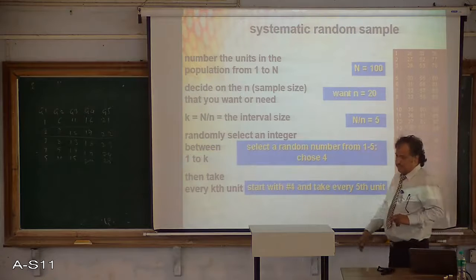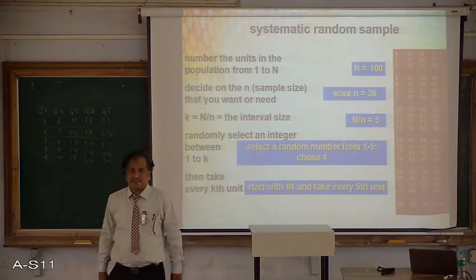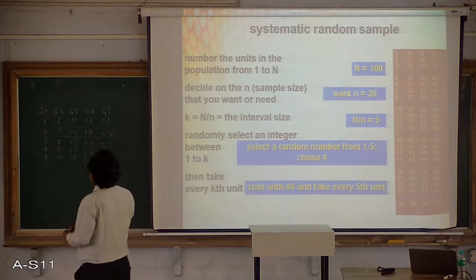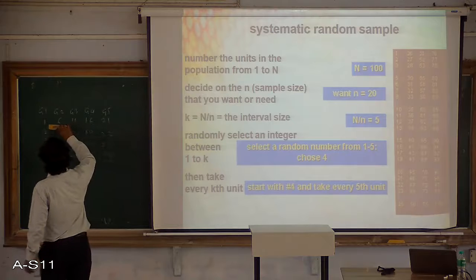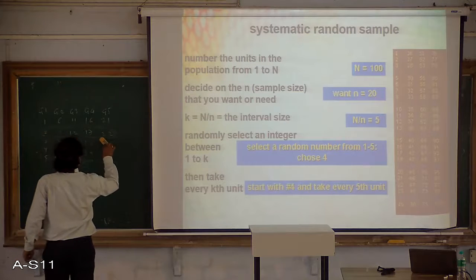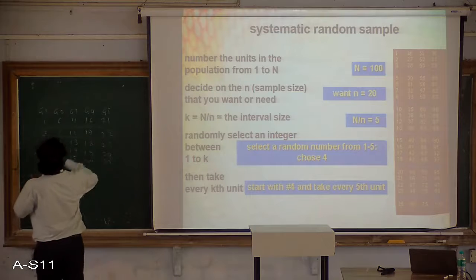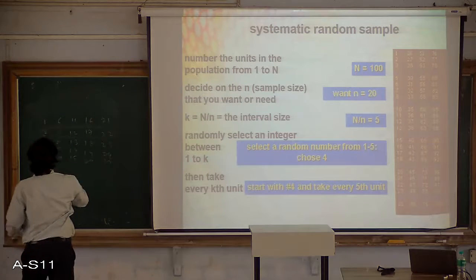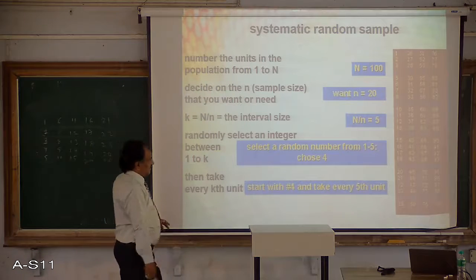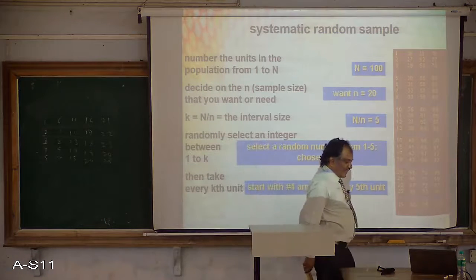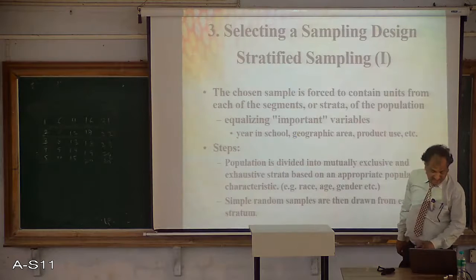So this is the simple systematic random sampling. That is, systematic random sampling is going to select every kth unit from the given population. Okay, this is the second probability sampling design method, that is selecting using systematic random sample.